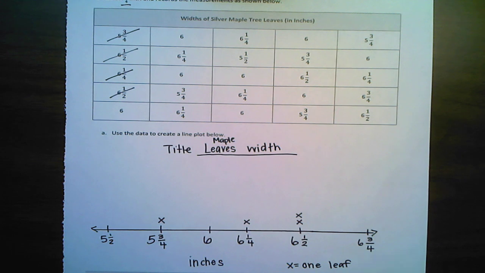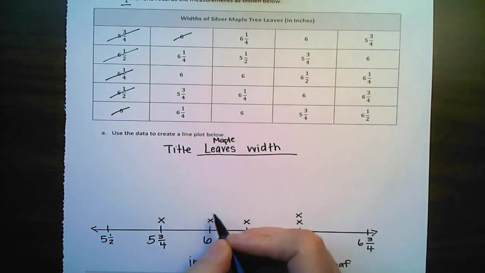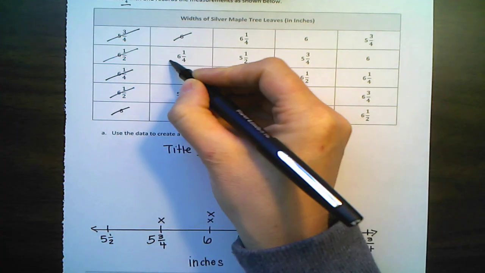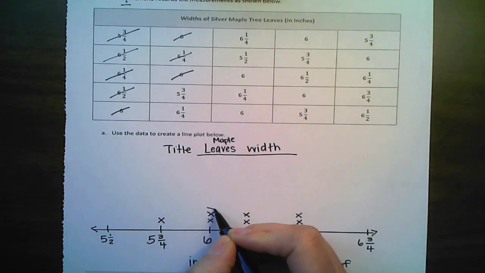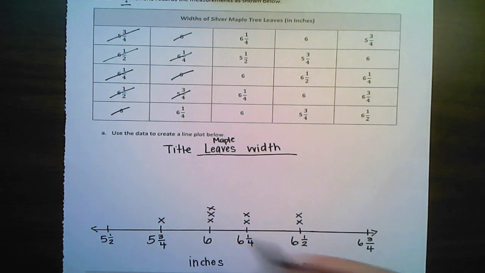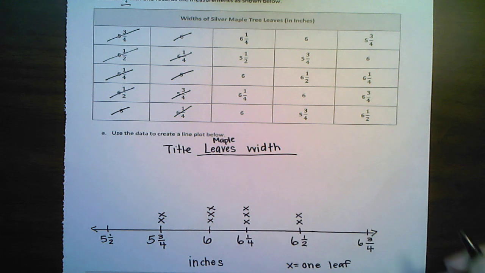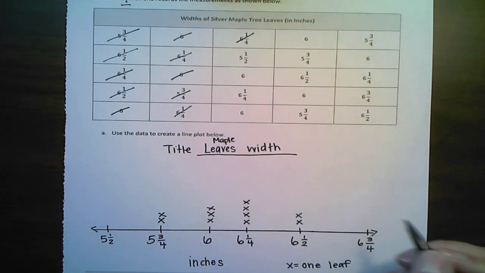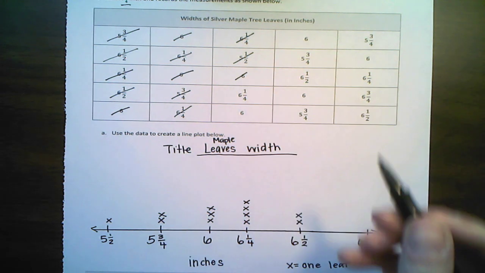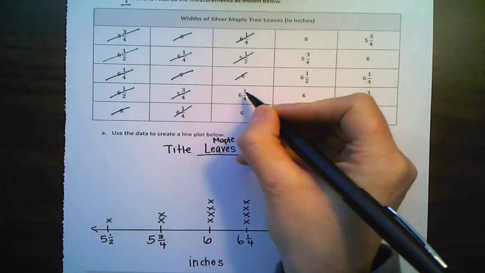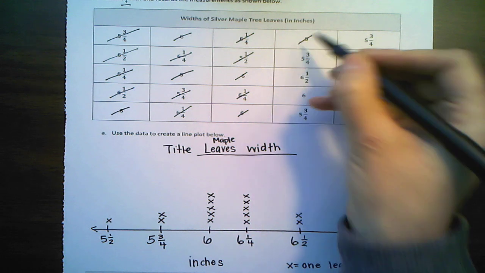6 1/2 again. 6. 6. 6 1/4. 6. Lots of sixes, huh? 5 3/4 again. 6 1/4. 6 1/4. 5 1/2. 6. 6 1/4. 6. 6.